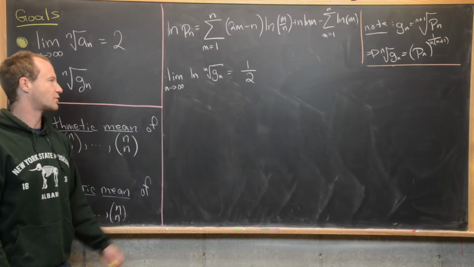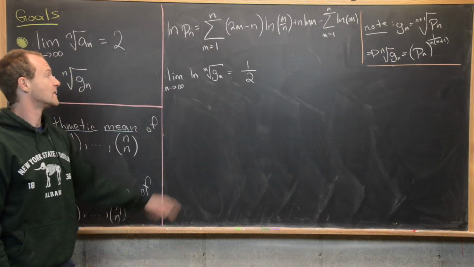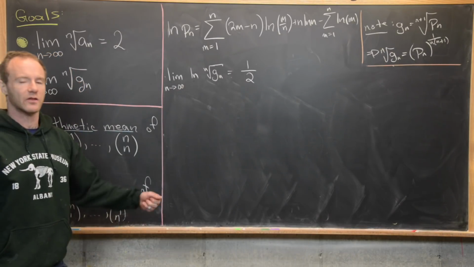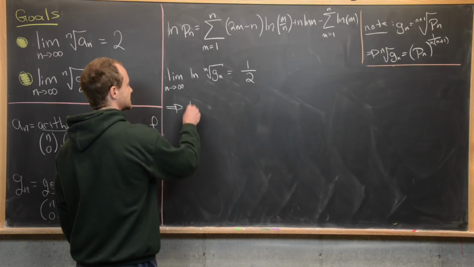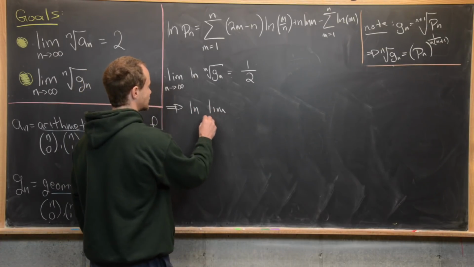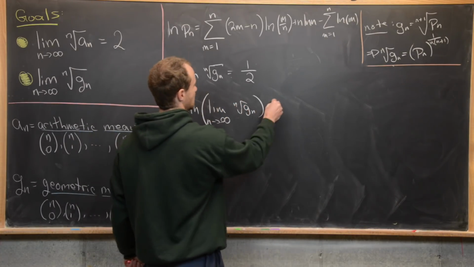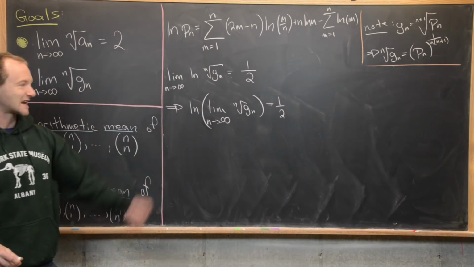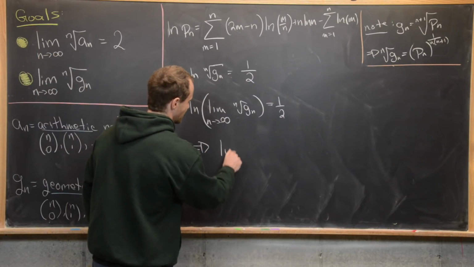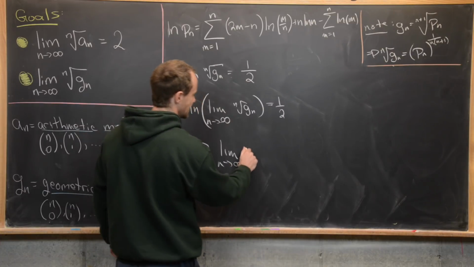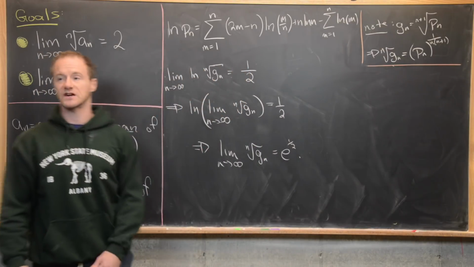So after a bunch of work on the last board, we finished with the following limit. So we've got this limit as n goes to infinity of the natural log of the nth root of g sub n. In other words, that geometric mean is equal to 1/2. Now we're going to use the fact that natural log is continuous to bring the natural log out of this. So we have the natural log of the limit as n goes to infinity of the nth root of g sub n equals 1/2. And now we can exponentiate both sides to get our goal, which is that limit. So we exponentiate both sides and we have the limit as n goes to infinity of the nth root of g sub n is equal to e to the 1/2, which was our second goal.